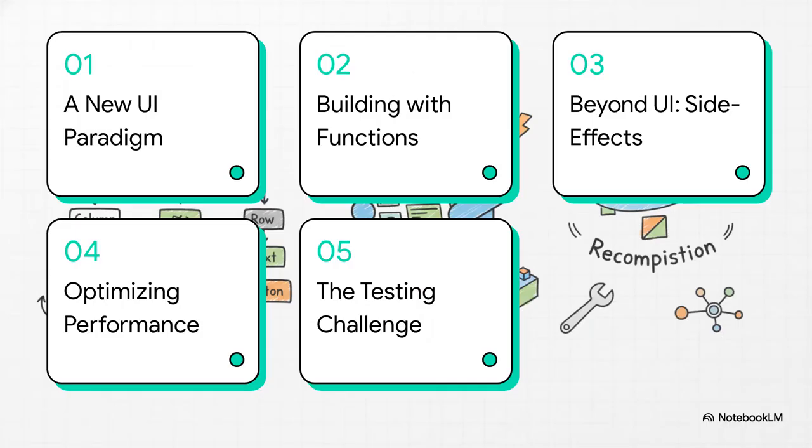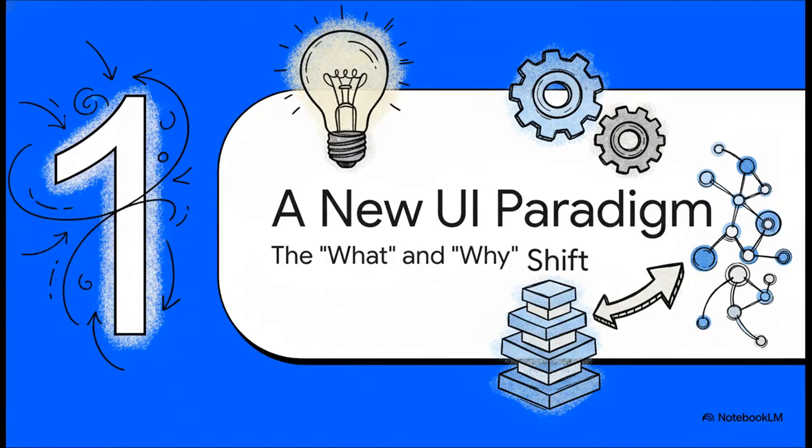So here's our game plan. We're going to start with the massive paradigm shift that Compose brings to the table. Then we'll see how you can build entire UIs with just simple functions. After that, we'll get into side effects, dive into making your apps run smoothly, and wrap up by solving a really common testing headache. Okay, first things first, the paradigm shift.